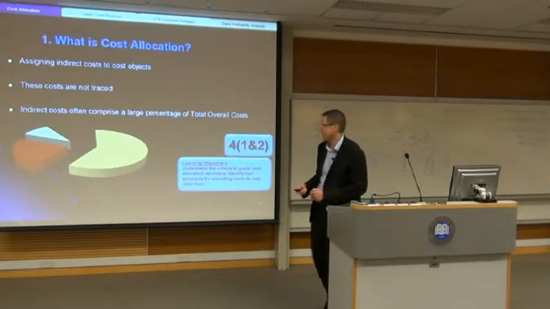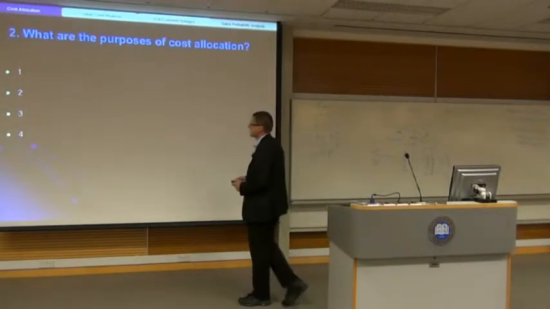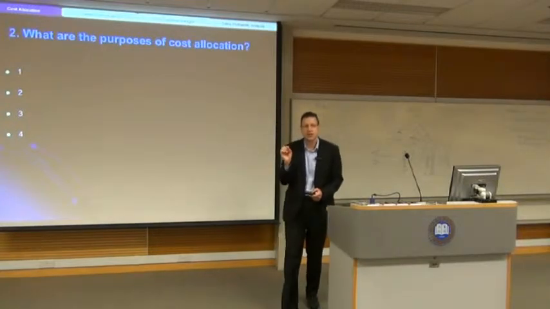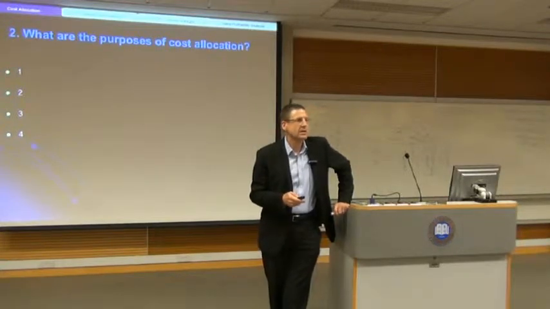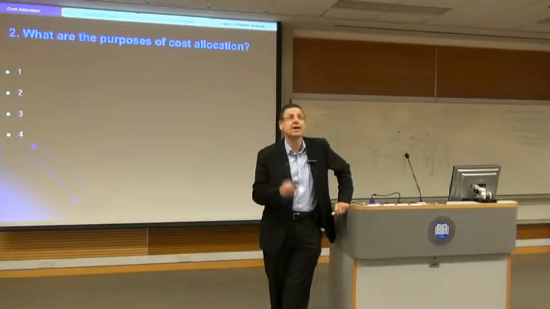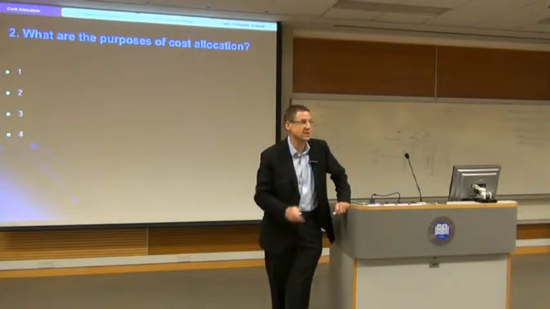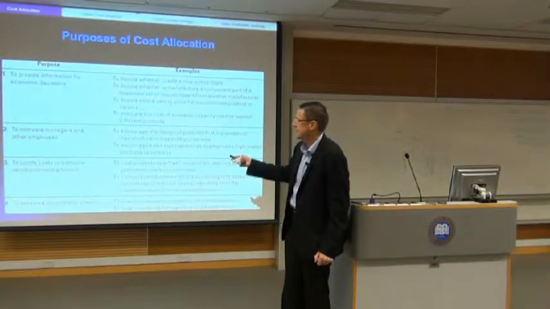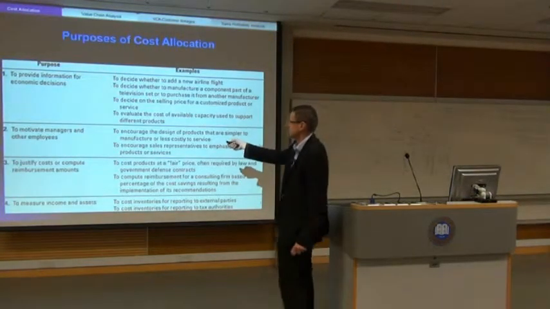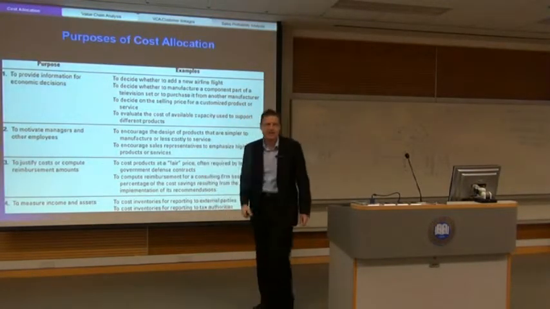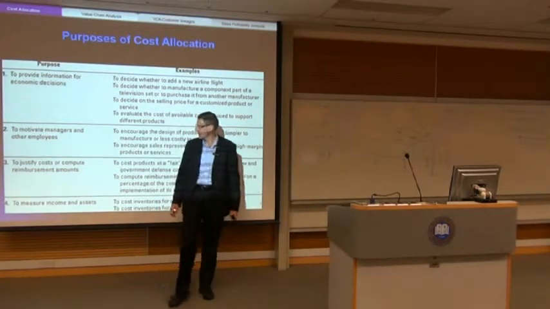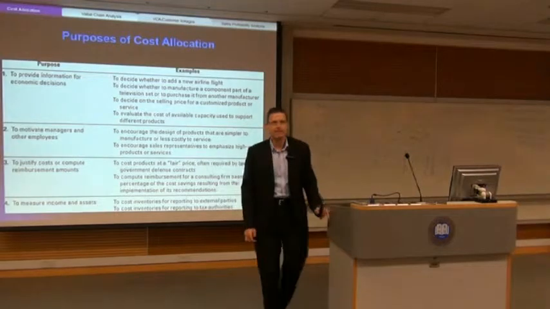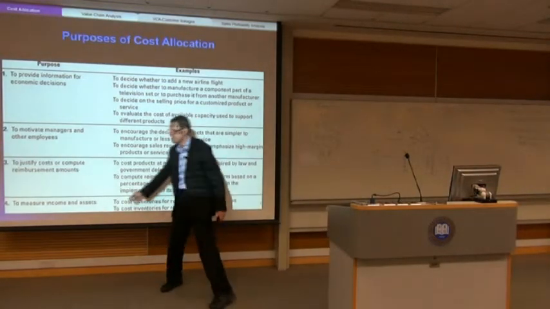And again, we've got our hungry customer. But before we do that, we need to understand what is the purpose of cost allocation. It is about supporting different decisions that need to be made in the organisation. Here are the different purposes: to provide information for economic decisions, to motivate managers and other employees, to justify costs or compute reimbursement, and to measure income and assets.